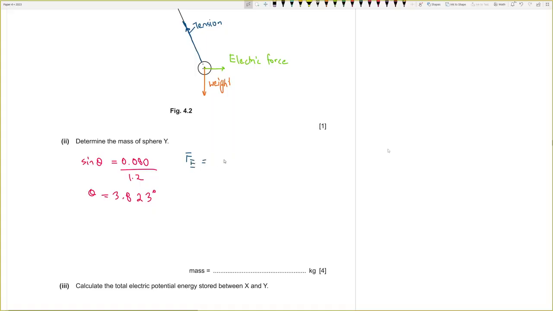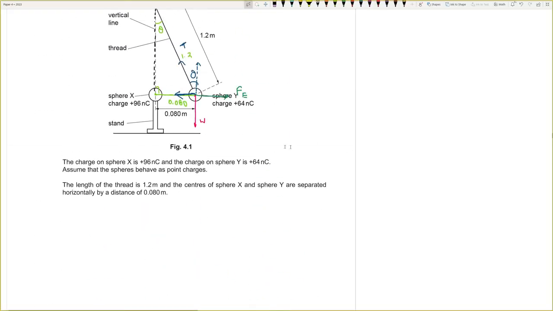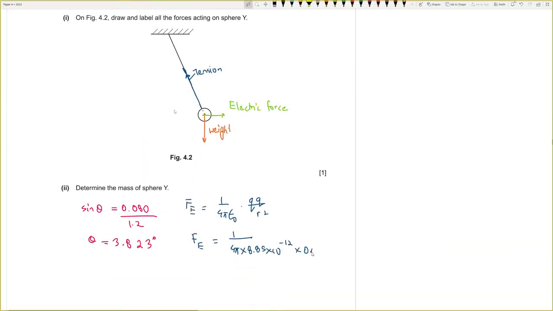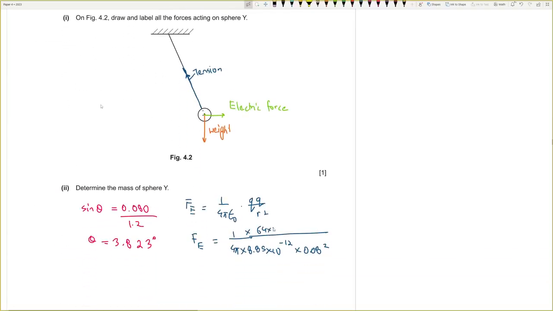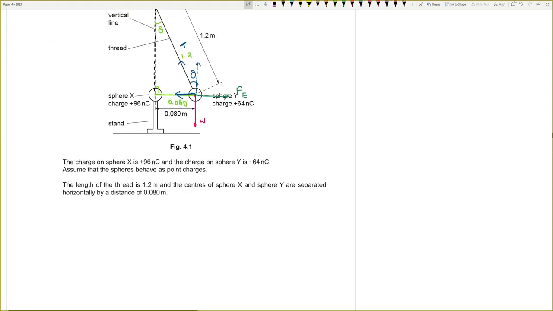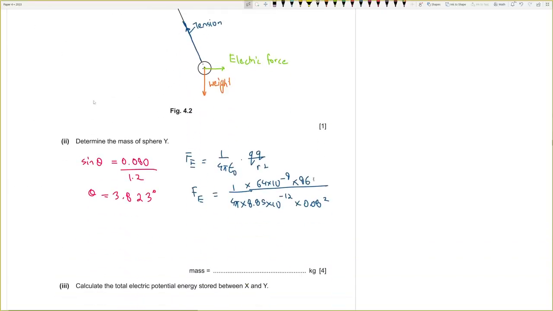So Fe is equal to 1 by 4 pi epsilon naught times q1 q2 by r square. 1 by 4 pi epsilon naught is actually 8.99 times 10 to the power 9. They actually use the exact value of epsilon, 1 by 4 pi times 8.85 times 10 to the power minus 12. And what is the distance between them? It's 0.080 meters, right? So 0.08 whole square. And in the numerator, we are going to have 64 nanocoulomb and 96 nanocoulomb. Okay, 64 times 10 to the power minus 9 and 96 times 10 to the power minus 9.